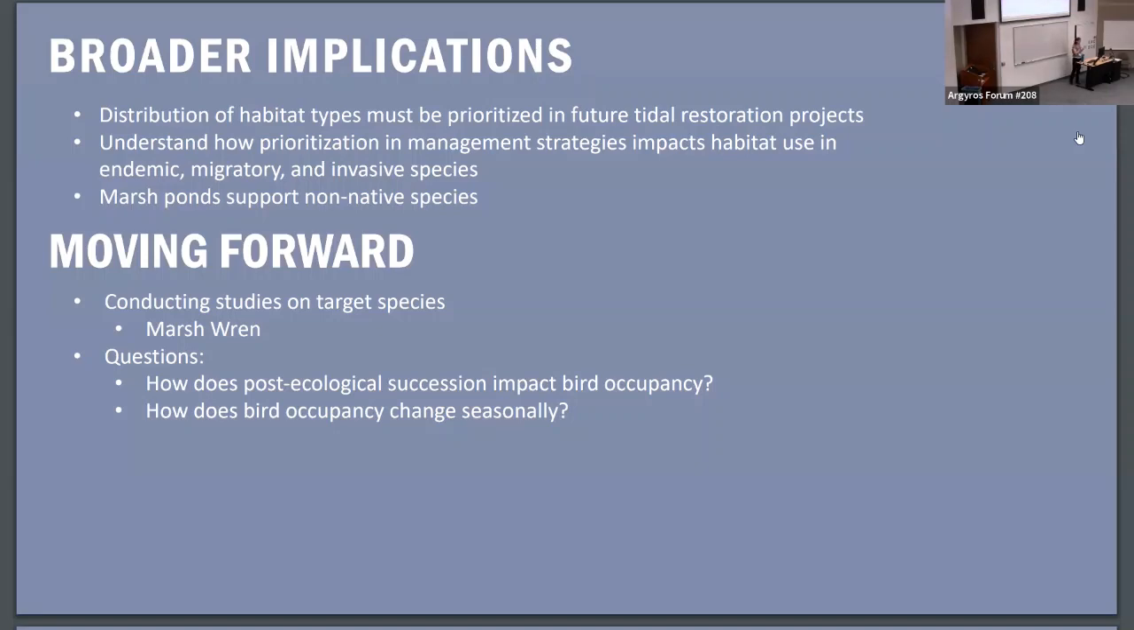So my two biggest questions that I took away from this are: how does post-ecological succession impact bird occupancy? And how does bird occupancy change seasonally? Because it is also an important stop for the Great Pacific Flyway, which extends from the northern tip of Alaska all the way down to the south of Mexico, so the entire western coast, basically. And this is a really important stop for the birds that use it for both wintering and breeding purposes. So just understanding how that changes over winter, fall, spring, and summer.